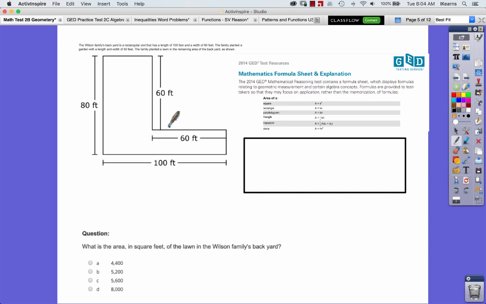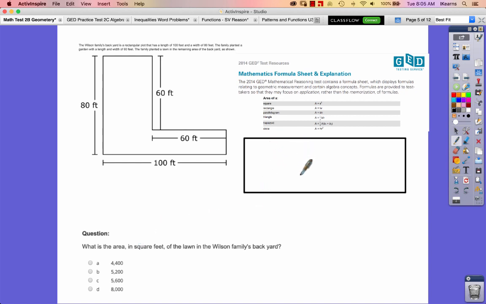All right, number 5. The Wilson family backyard is a rectangular plot that has a length of 100 feet and a width of 80 feet. The family planted a garden with a length and width of 60 feet. The family planted a lawn in the remaining area of the backyard as shown. The question is, what is the area in square feet of the lawn in the Wilson family's backyard?